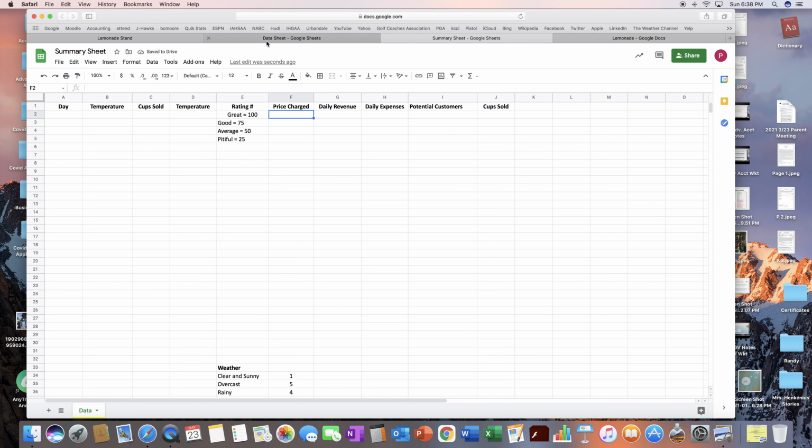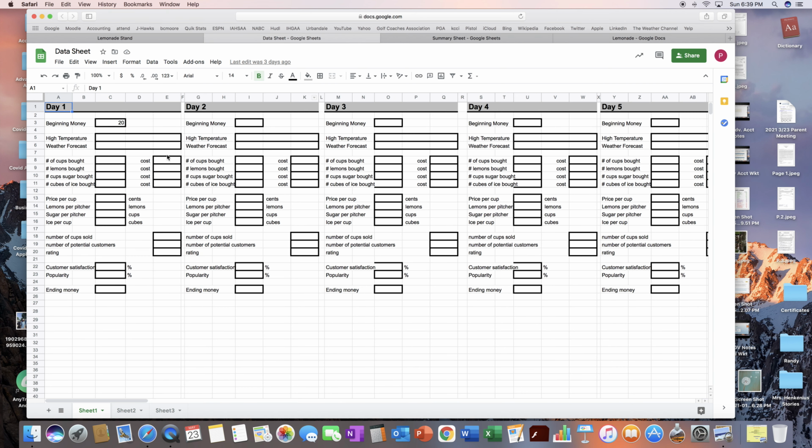Price charged is in your data sheet. The revenue is a formula. If you sold 50 cups at a quarter apiece, the revenue is a formula: equals cups sold times the price charged, which hopefully makes sense. And you only have to do it once, and you copy it down, and whenever you fill in the blank, it'll work. Daily expenses is whatever your costs are here.